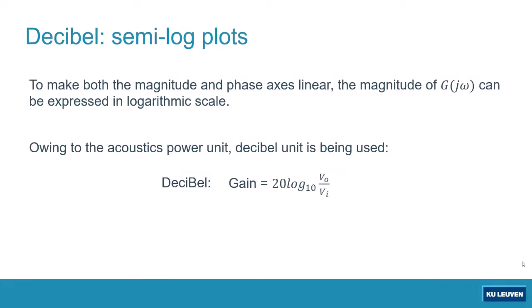To make both magnitude and phase axes linear, the magnitude, as I have already mentioned, is presented in logarithmic scale, but more commonly, this magnitude is plotted in decibel scale. As you know, decibel is basically a logarithmic scale, but it is scaled up by 20. So decibel is 20 log of the magnitude. Magnitude here is again presented in decibel scale.